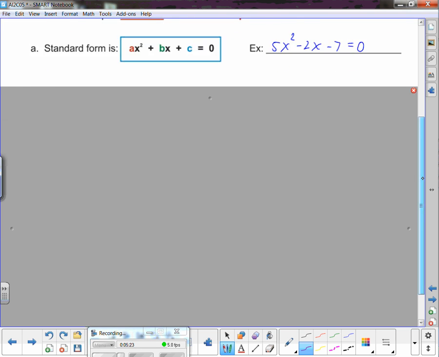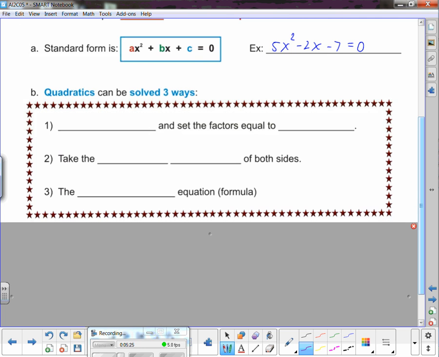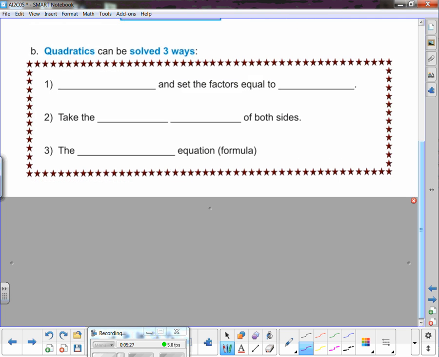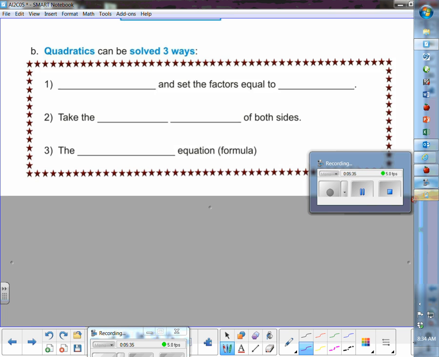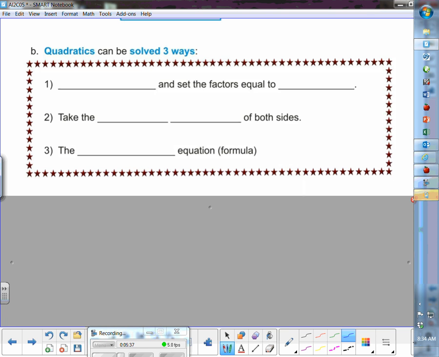Okay, so we're looking at quadratics. Here's what I just mentioned a moment ago. Quadratics can be solved three ways. This should be in your brain. This is something you should memorize. It's just something you should have in your brain, something where this is your thought process. All right, the first, factor. Now, when you think through it, you're probably just going to think factor. But the full idea is factor and set the factors equal to 0.